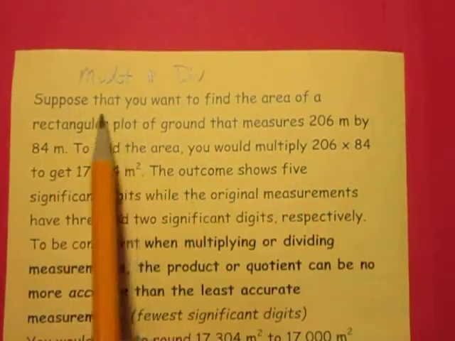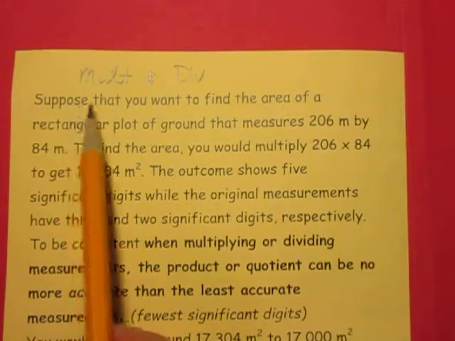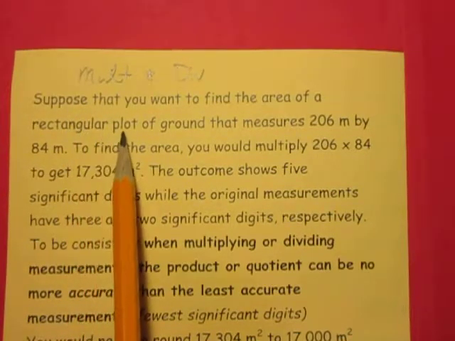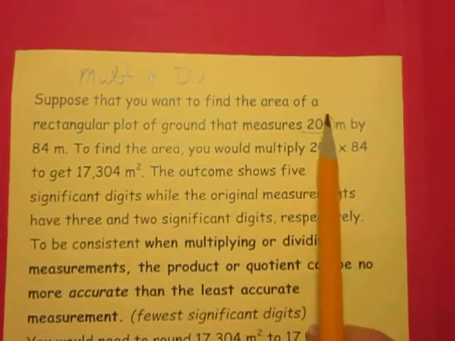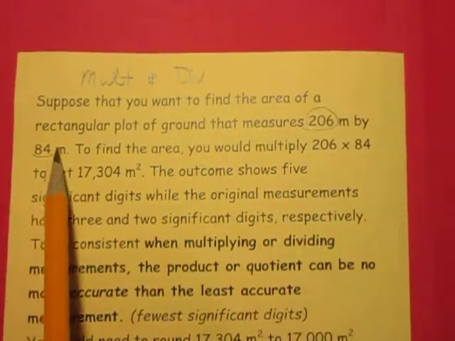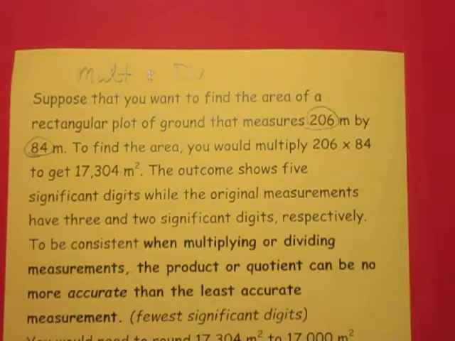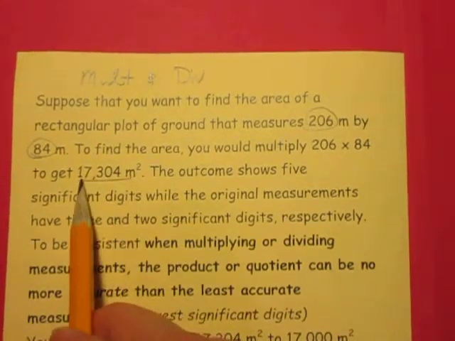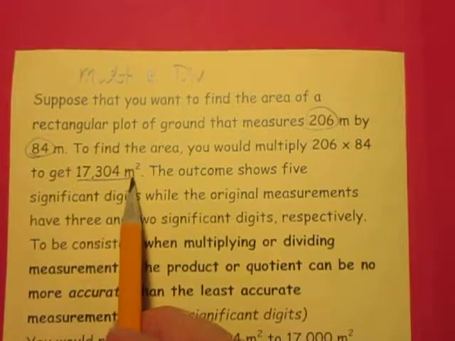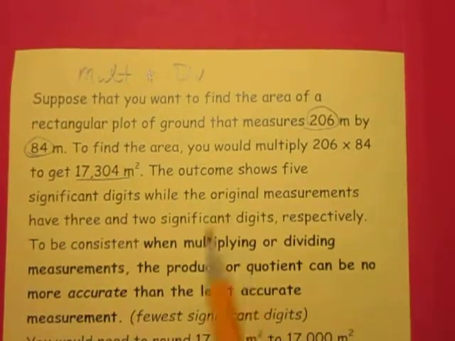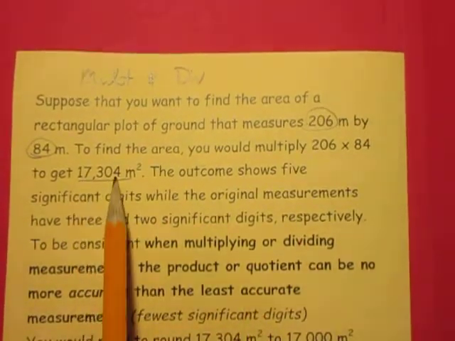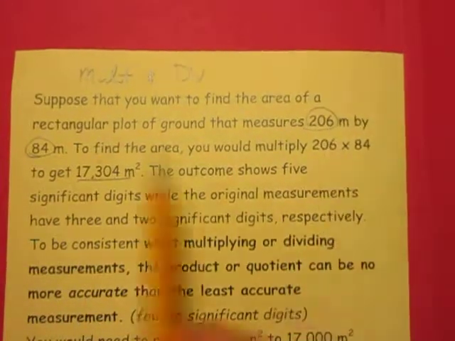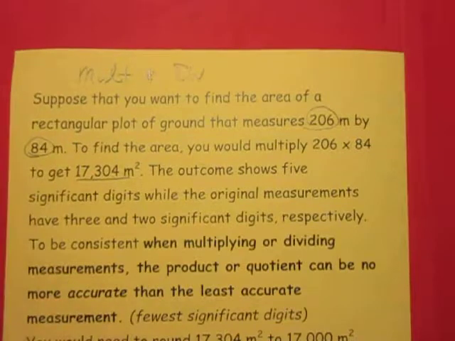Okay, this isn't the best example, but it gives you an idea of just multiplying with some numbers. Suppose that you want to find the area of a rectangular plot of ground that measures 206 meters by 84 meters. To find the area, you're going to need to multiply these together, and you end up with 17,304 meters squared. The outcome shows 5 significant digits, while the original measures show 3 and 2 significant digits.